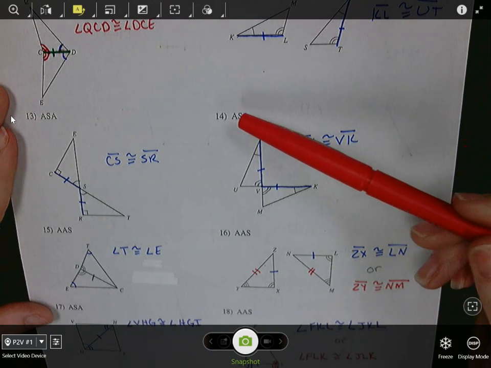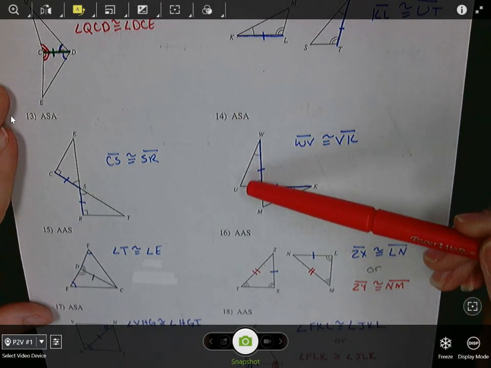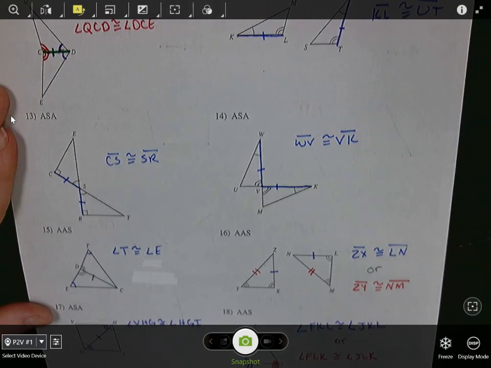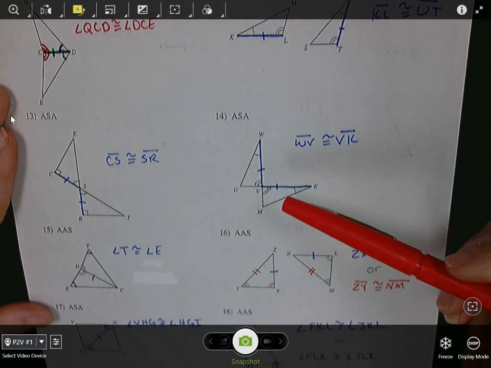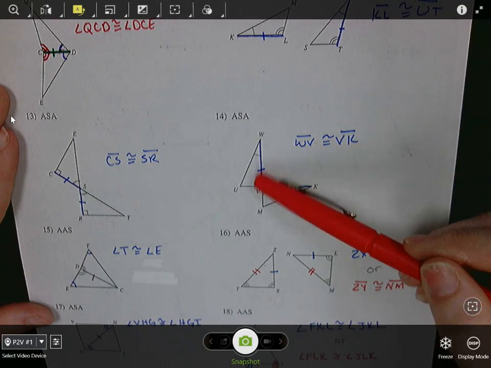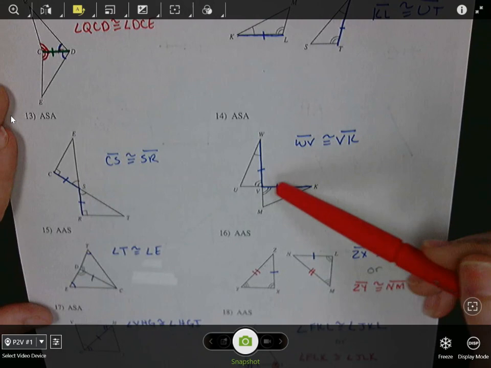Number 14, they wanted me to use angle, side, angle. Well, I had the two angles because these two are already marked and these are vertical, so they're good. I just needed a pair of sides and it needed to be the included side. So it would be this side, WV and VK.